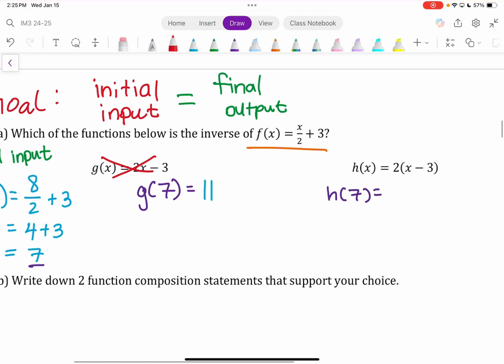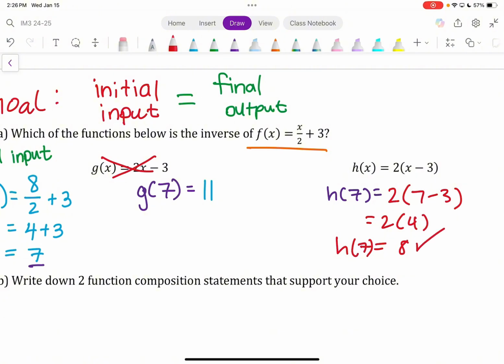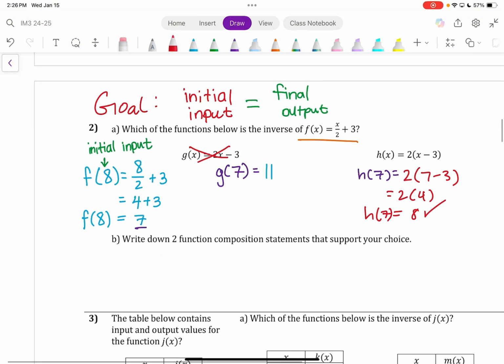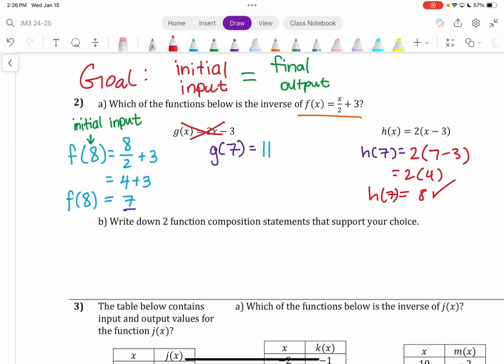Okay, so we take 7 and we plug it into h. And when we take 7 and plug it into h, what do we get? We get 8. Let's double check. 2 times 7 minus 3. That's 2 times 4, which is 8. Yes, that checks out. So h of 7 is equal to 8. That means that h is the inverse, right? So once again, we want to get to that part where we're showing that the final output is the same as the initial input. In this case, 8 equals 8, right? We can see those 2 numbers that are being highlighted.